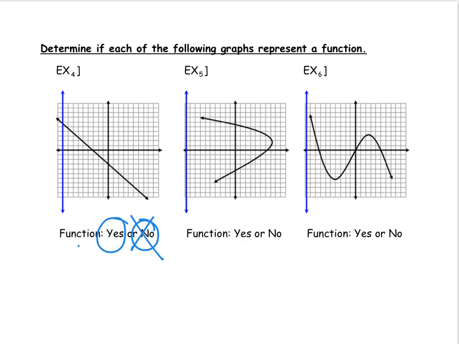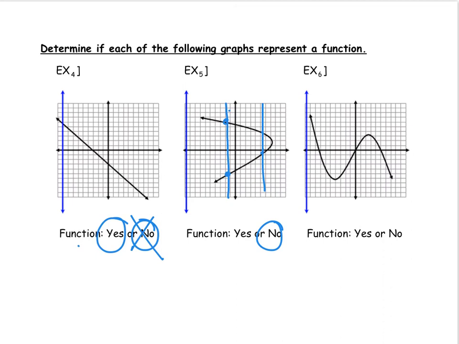If you look at the second graph, example 5 here, you can see that if I take this line and I put it right there, anywhere along there, it's going to cross at 2 spots. Or if I put it here, it's going to cross at 2 spots. So because I can put it on that line and it crosses at 2 spots, is it a function? No, it does not pass the vertical line test.